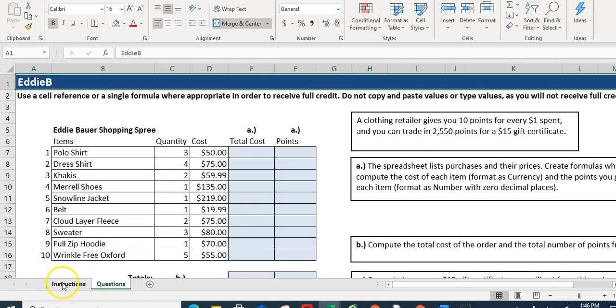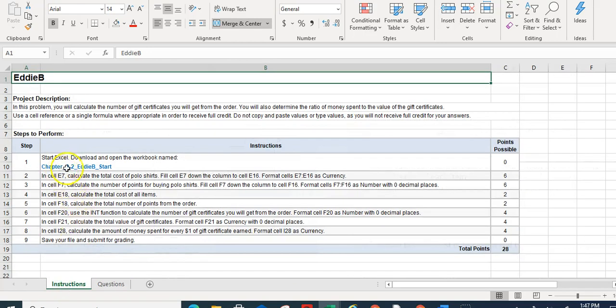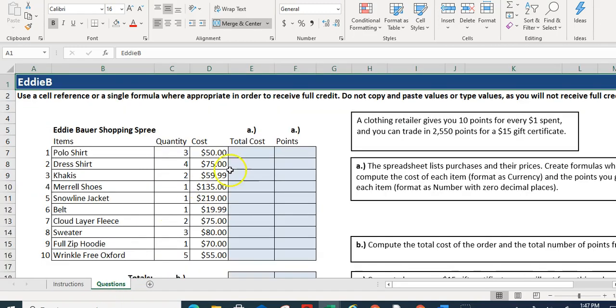Remember, the instructions are located in this tab at the bottom. When I click on the instructions, you've got your EddieB file open. You're calculating the total cost of the polo shirts. Fill in cell E7 down the column to E16 and format these cells as currency. All right, so we're going to look at this.